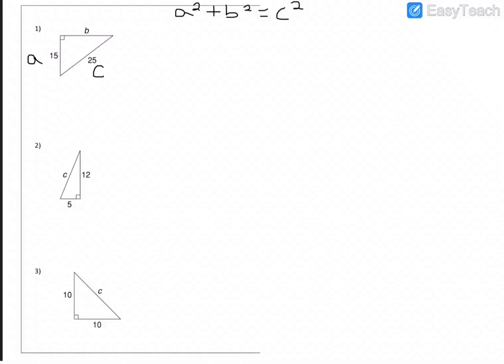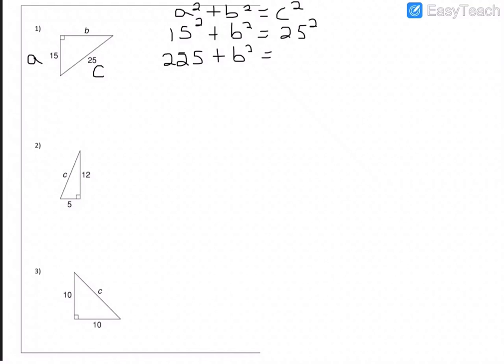My A is 15 squared. My B is what we're trying to find. And my C is 25 squared. All right, 15 squared is 225 plus B squared equals 25 squared, which is 625. Okay, again, you are allowed to use calculators at this point.